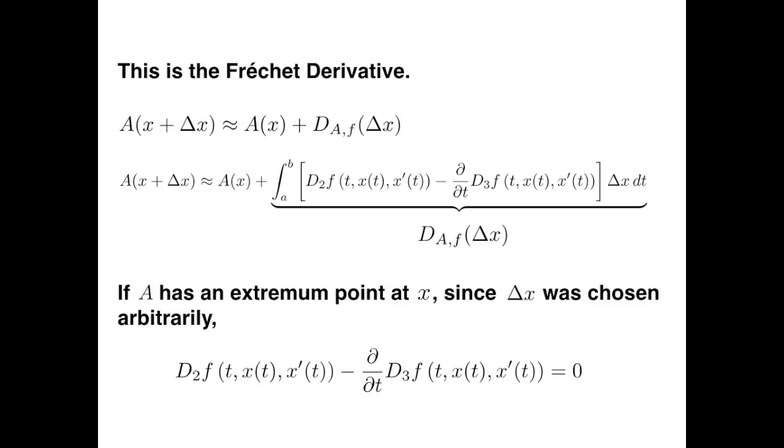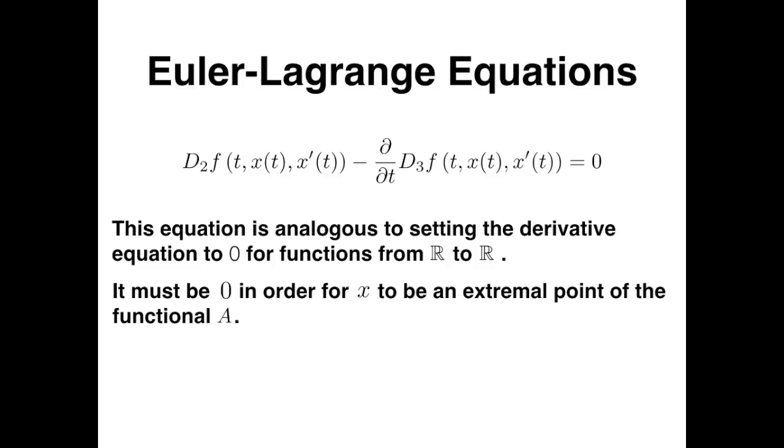If A has an extremum point at x, since delta x was chosen arbitrarily, we get that the thing inside of the integral must be 0. And it turns out this is a very famous formula. This is called the Euler-Lagrange equations. This equation is analogous to setting the derivative equal to 0 for functions from R to R. You know that if you have an extremal point for a function from R to R, then the derivative must be equal to 0 at that point. Similarly, if a functional of the form studied by the calculus of variations has an extremal point, then the Euler-Lagrange equations must be 0. That is, it must be 0 in order for x to be an extremal point of the functional A.